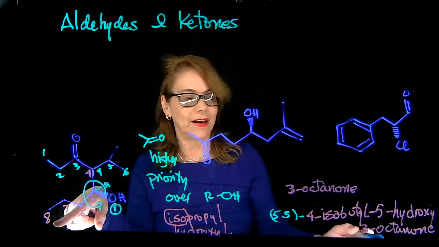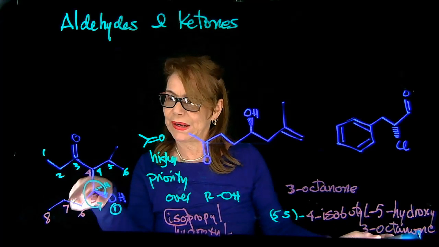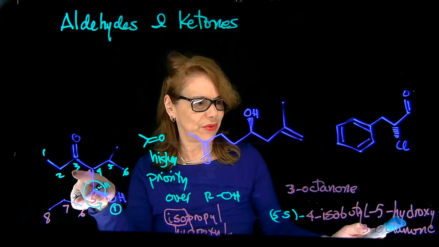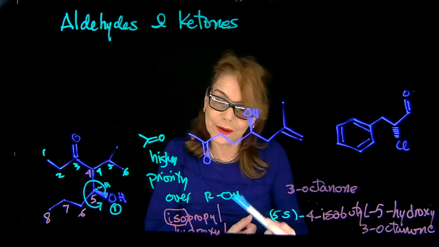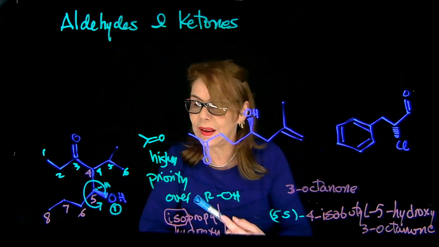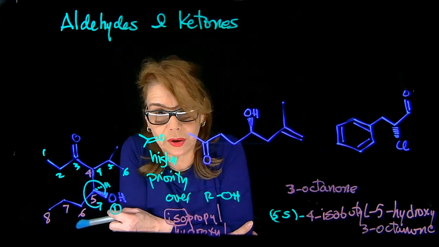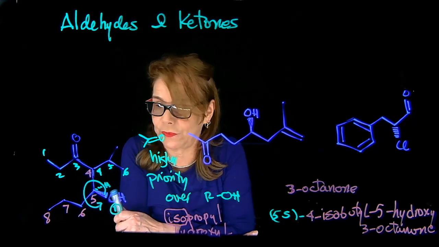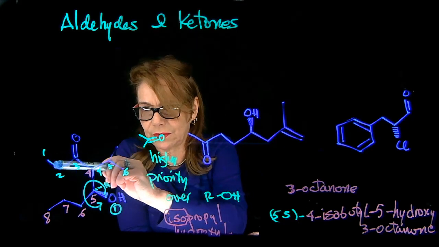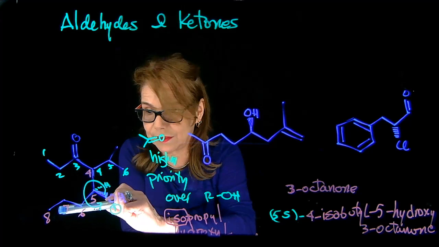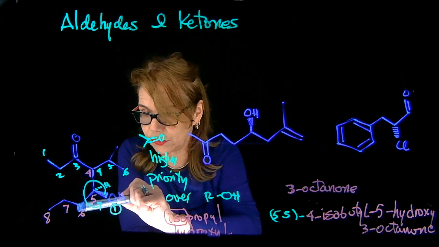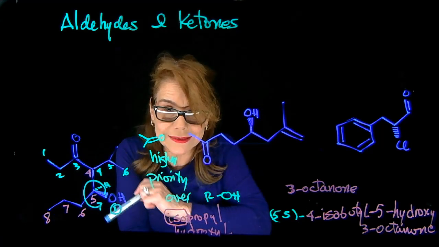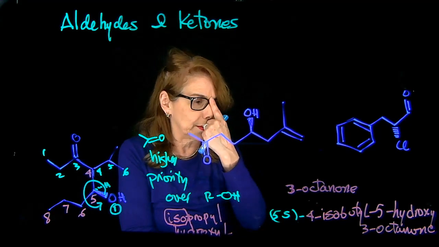So it is an octanone, and the carbonyl is in carbon 3, so it's 3-octanone. And then we need to specify the substituents. Remember that when you number, you need to give the lowest numbering possible to the functional group. So that's the correct numbering, because if you started down here, it would be 1, 2, 3, 4, 5, 6-octanone. That would be incorrect.